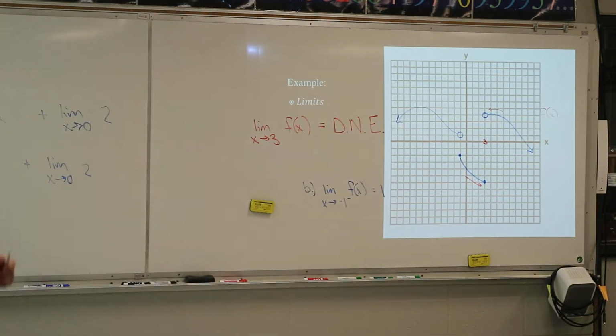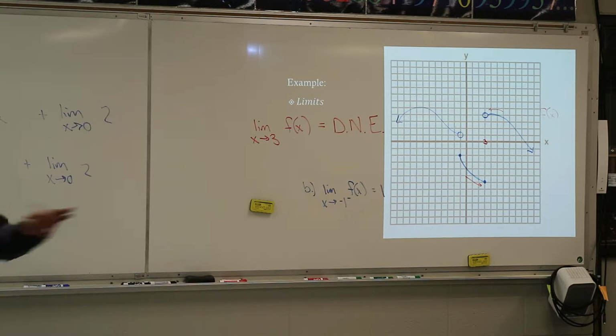How do you know if they're asking for right or left? It tells you with the plus or minus sign behind the number. If it doesn't tell you anything, like on this one, it says 3 and it didn't tell me a plus or minus sign behind it, you're approaching from both automatically.